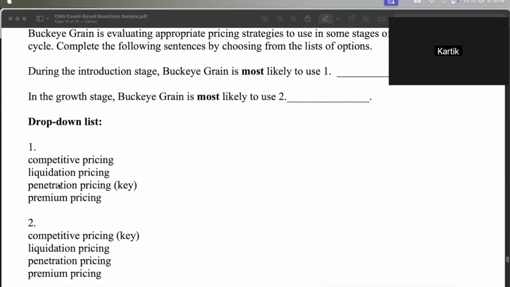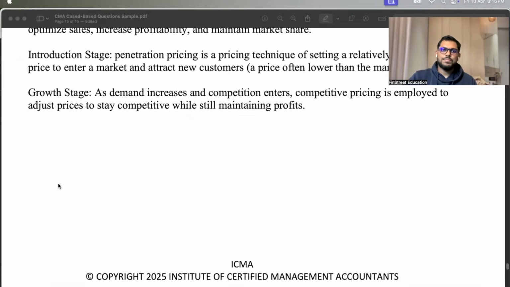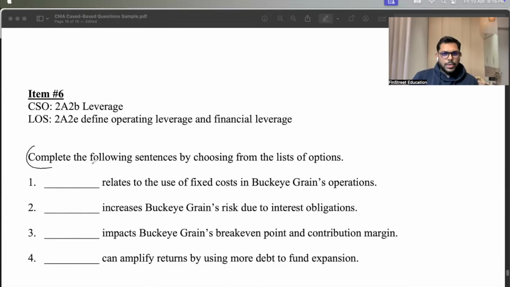Okay, sir. Clear? Okay. Karthik, does it make sense to you? Is it clear? Yes, sir. Okay, बढ़िया.